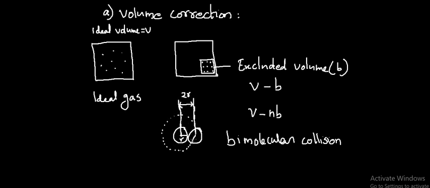Therefore, the space indicated by the dotted sphere having radius 2r will not be available to all other molecules of the gas. This space is not available for other gas molecules for their movement. In other words, the dotted spherical space is the excluded volume per pair of molecules.